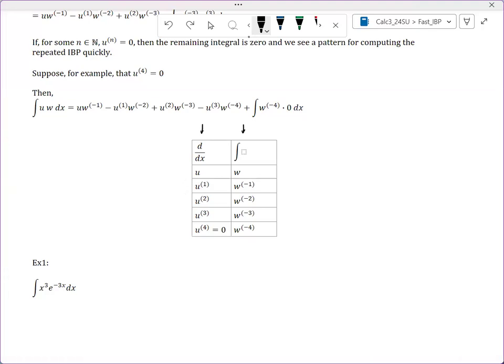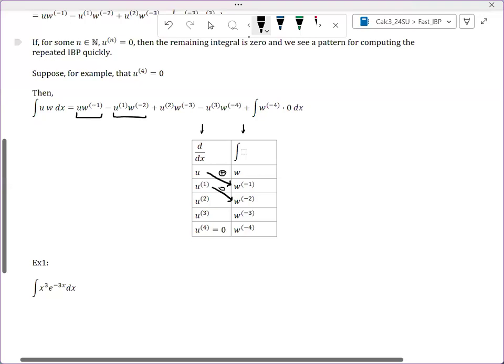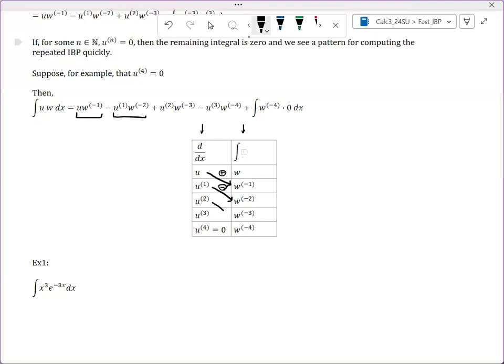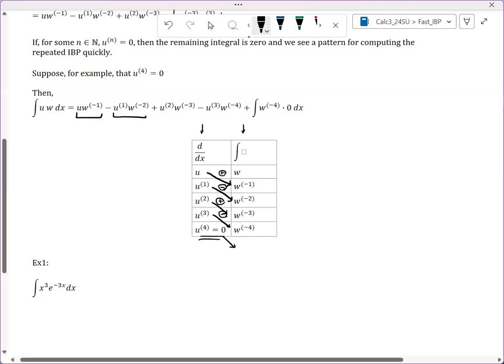So if that's the case, then I see that my formula here is, well, u times the antiderivative of w. So I have this kind of diagonal relationship here. I get u times the antiderivative of w, and that comes in with a plus sign. My next term is minus u prime times the second antiderivative of w. So again, I have this multiplication along the diagonal here, comes in with a minus sign, and then a plus, and then a minus, and then I've gotten down to 0, so my next factor is just going to contribute 0.